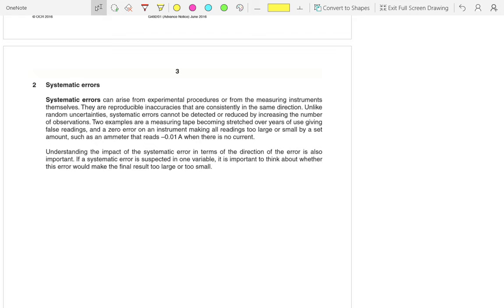So, systematic errors. These are different from random errors. They're not random by nature, they're just systematic. And that means that they'll be the same on every single result you get. So it's not going to be some sort of random variation that you can reduce by taking more readings. It's just going to come up on every single one. So it gives an example: a tape measure becoming stretched over years, and an ammeter that reads 0.01 amps when there's no current.